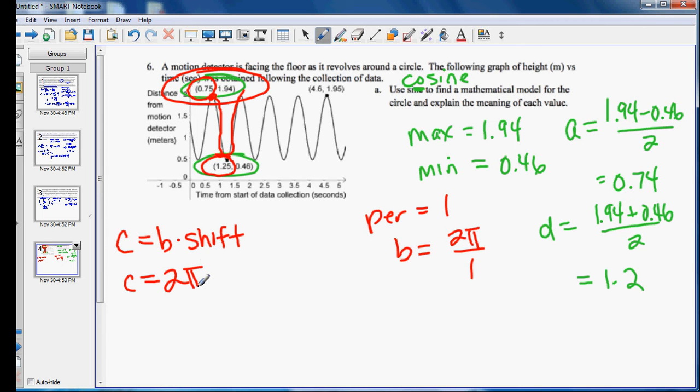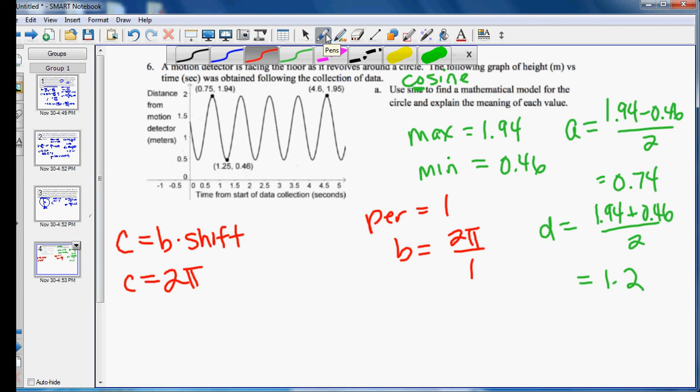So if you think about it, we are starting on the y-axis. That's where we wanted to start, but it didn't. It's been shifted over to 0.75. So it's been shifted to the right 0.75. So the shift is 0.75. So we do 2 pi times 0.75, which is 3 pi over 2, or 1.5 pi. Either way. So now we have all of our pieces.